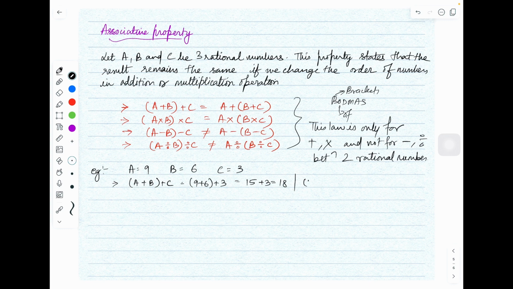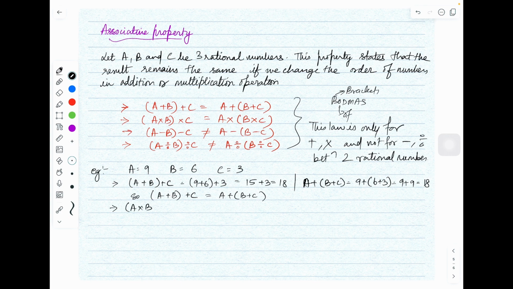Similarly, a + (b + c) equals what? 9 plus (6 plus 3). This is 9 plus 9 equals 18. Understood? So you are getting (a + b) + c is equal to a + (b + c).